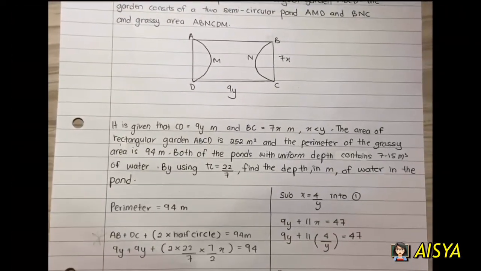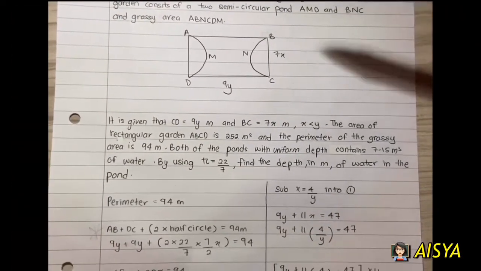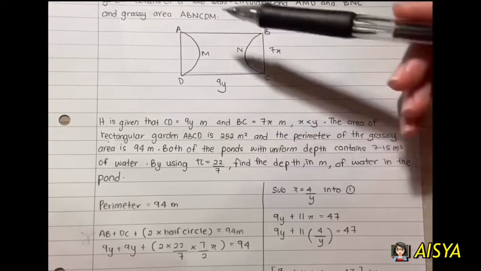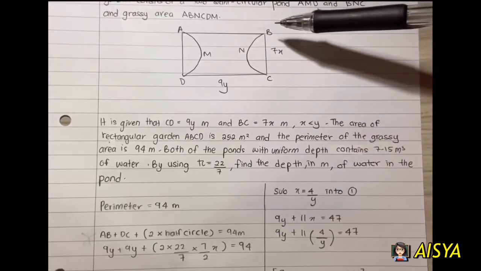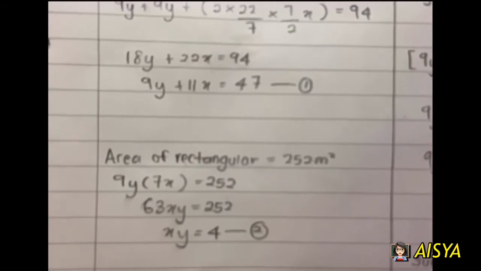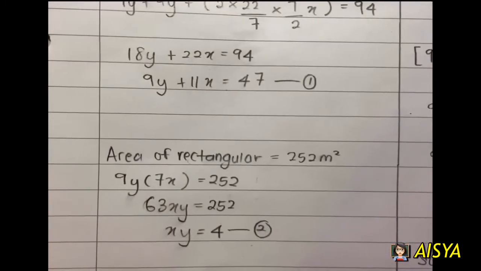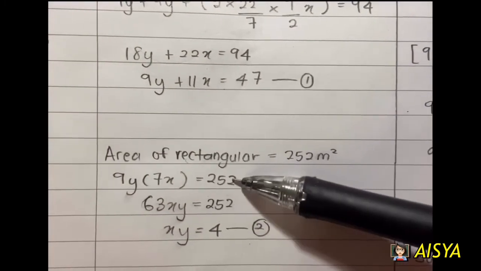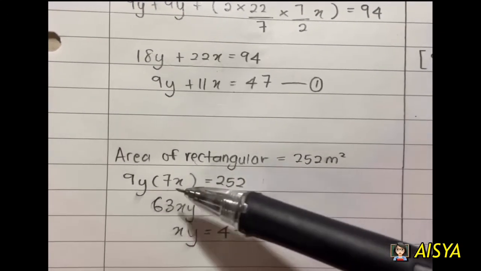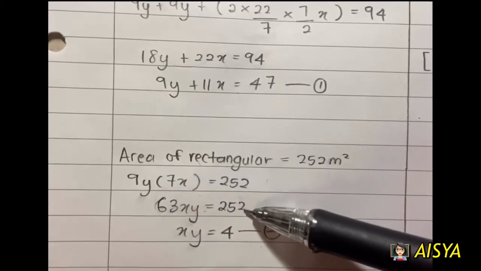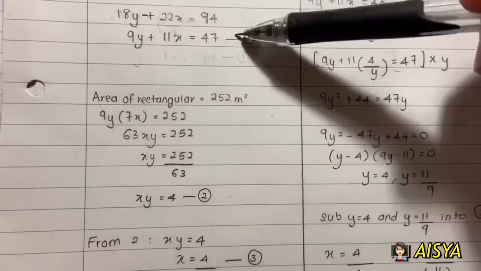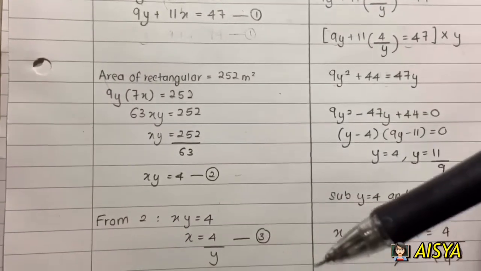To form the second equation, we can use the area ABCD, which is 252, the rectangle. It's given the width and the length, so you have to times width and length to get the area of the rectangle equal to 252. So times, you'll get 63xy, and then you bring this to the other side and divide, so xy equals 4. Now you already found equation 1 and equation 2. Now you have to form equation 3.